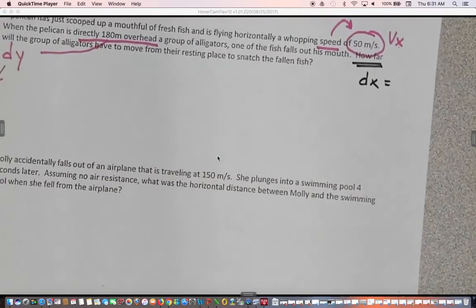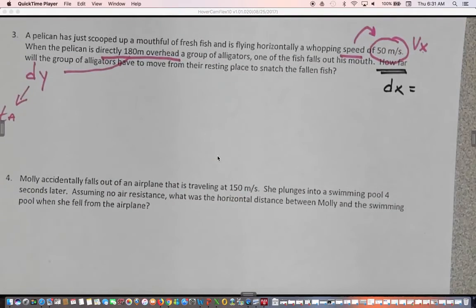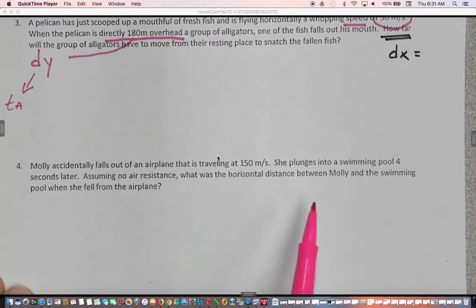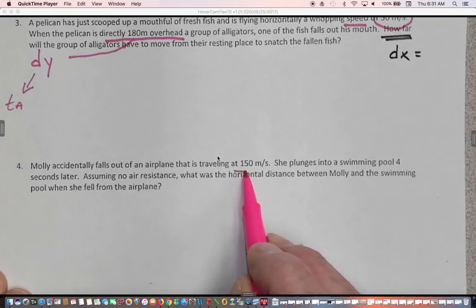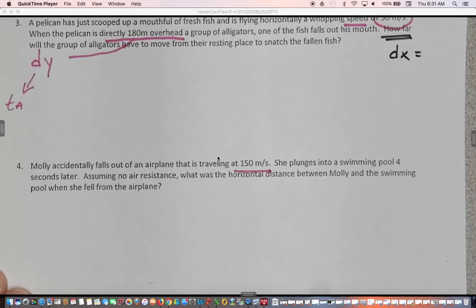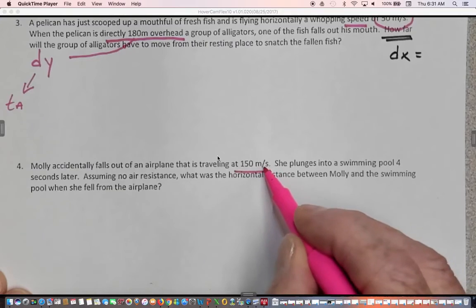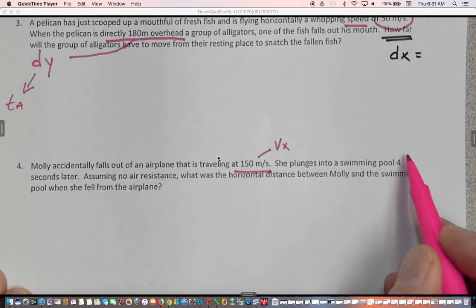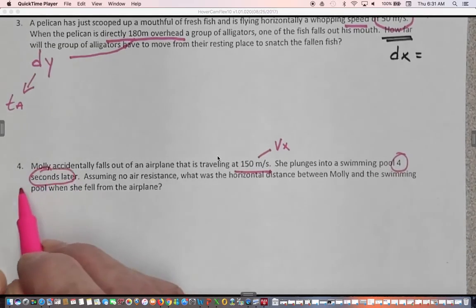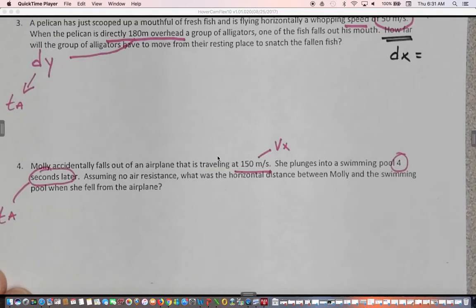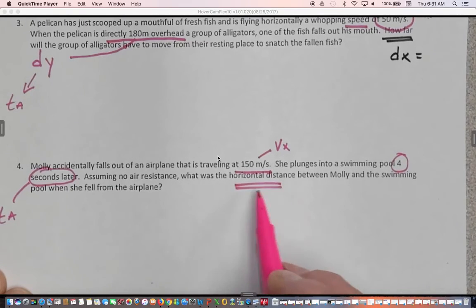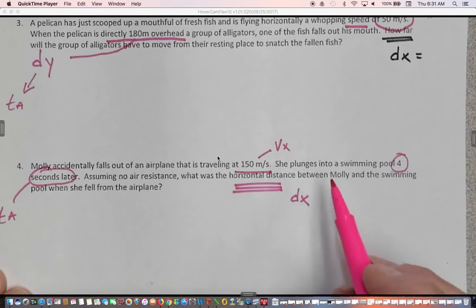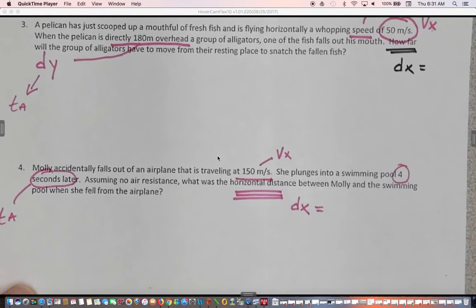The following problem, and you could do these on your own. Here you're given meters per second. Meters per second is not a distance. Please understand, meters per second means velocity. That must be my Vx. Obviously, 4 seconds later has to be my time in the air. And all they want is horizontal distance, so they want dx. So once again, you'd probably use the same version of the formula used in problem 3.